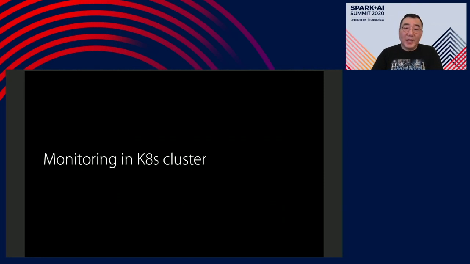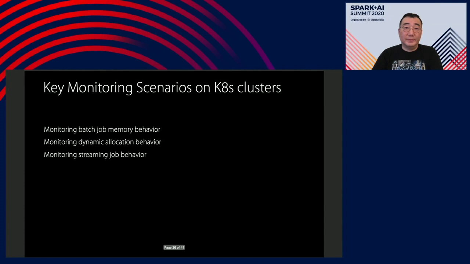Okay, then, how can you monitor Spark jobs in a Kubernetes cluster with these endpoints? There are some key monitoring use cases: monitoring batch job memory behavior, dynamic allocation behavior, and streaming job behavior. These monitoring give us the answer to the following questions. Is a job killed, and by whom? Or is there a risk of being killed in the near future? Is there any unexpected slowness due to resource competition or quota limitation? Is the latency good enough?